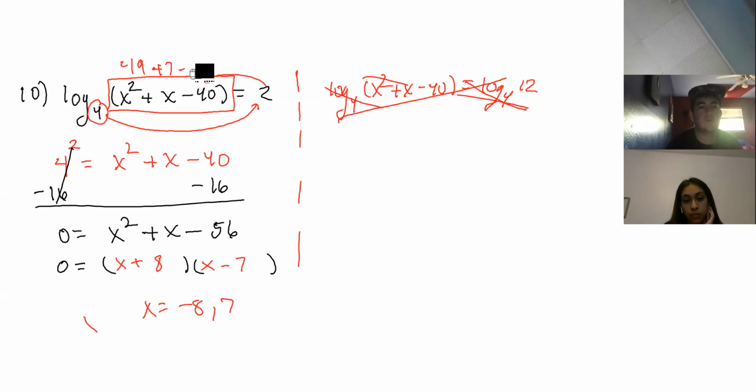Yeah. So you plug it in, and as long as it does not come out to be 0 or negative, you're good. And then plug in the -8 as well, and as long as it does not come out to be 0 or negative, you're good. So you may have to cross one out, you may have to cross both of them out, they both may work, you have to check it to know. Make sense? Yeah.